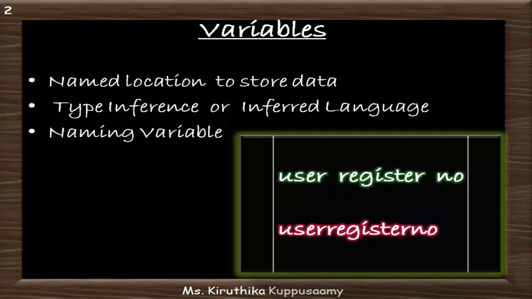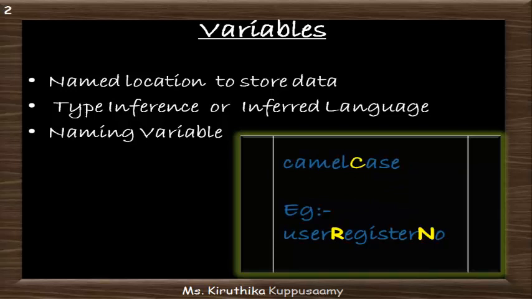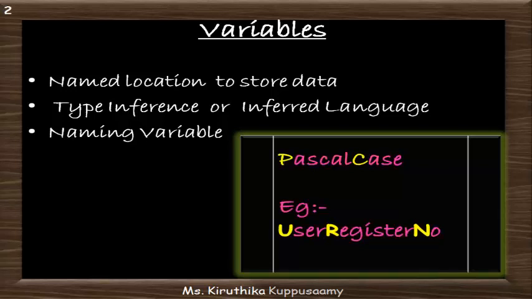The best way to combine these words is camel case, snake case, Pascal case, and kebab case. These are commonly used strategies in all programming languages. Camel case capitalizes all the words except the first word and removes the spaces in between the words. So this form of naming the variable is called camel case. Pascal case capitalizes all the words including the first word. Here also it removes the spaces. You can see user, register, number. In all the words, the first letter is capitalized here.